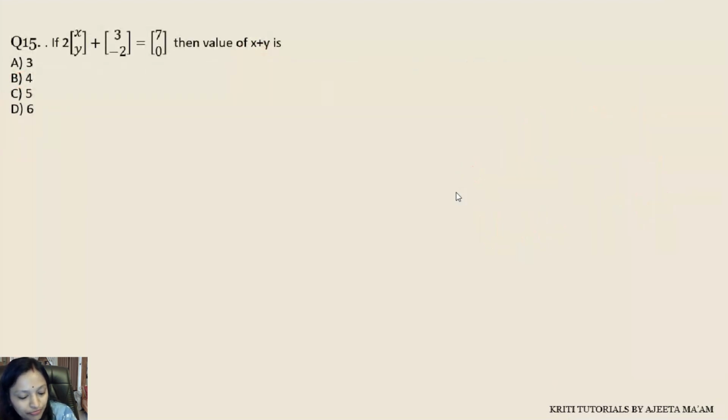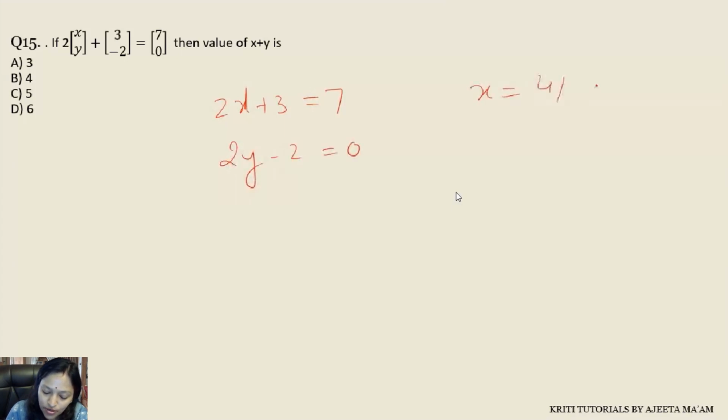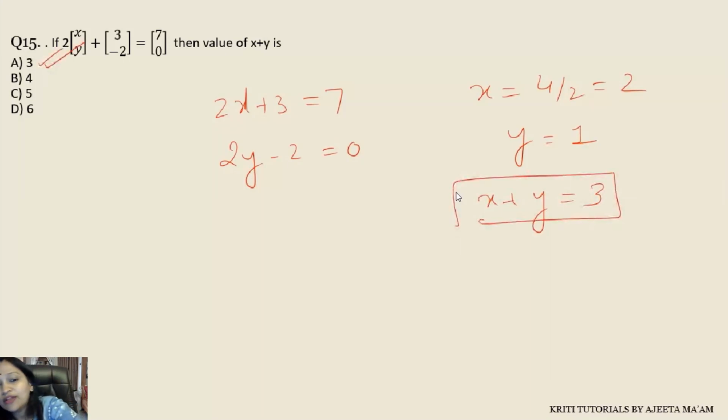Now if this is the system given to you, you have to find x plus y. So let's move it. So 2x plus 3 is 7, that is what we are getting. 2y minus 2 is 0. So what's the value of x? X is 4 upon 2, that is 2. Y is 1. So what is x plus y? X plus y is 3. So that's option A. Right? So that is what we have.